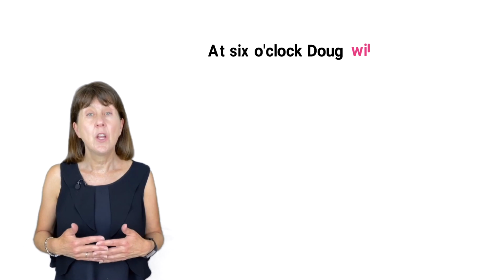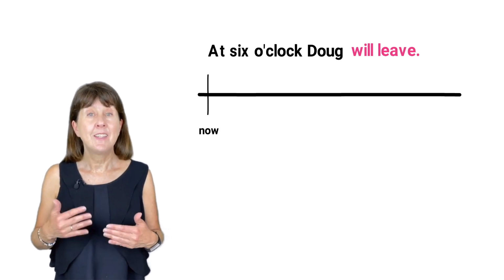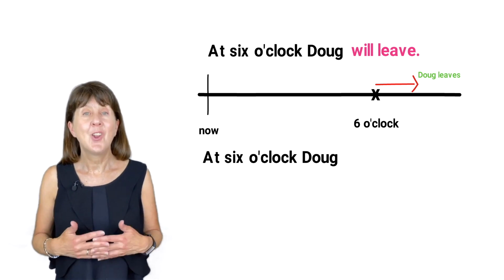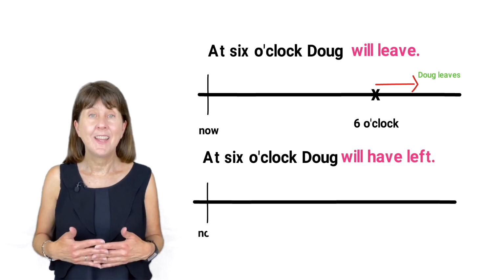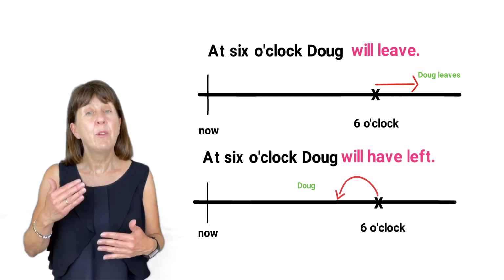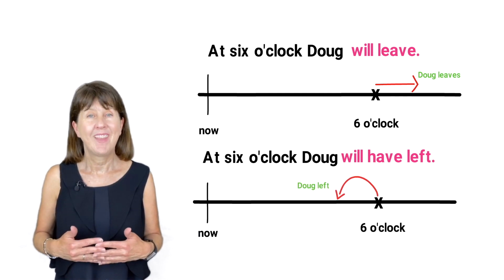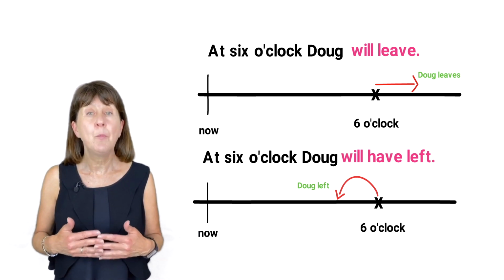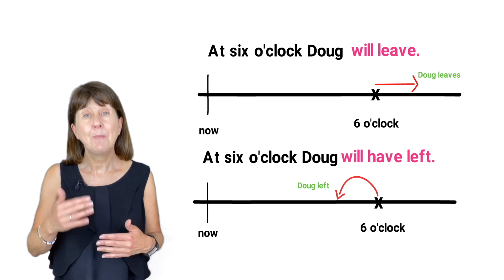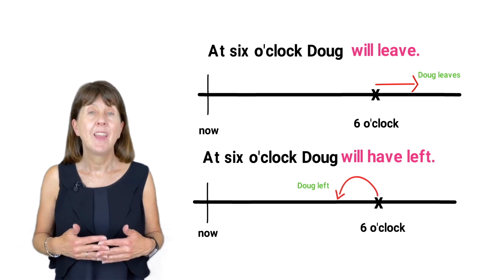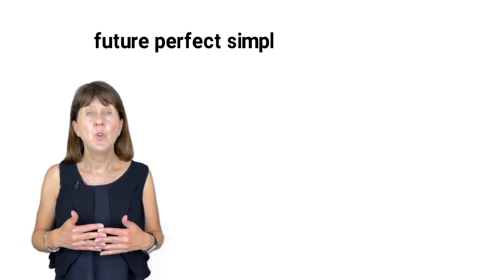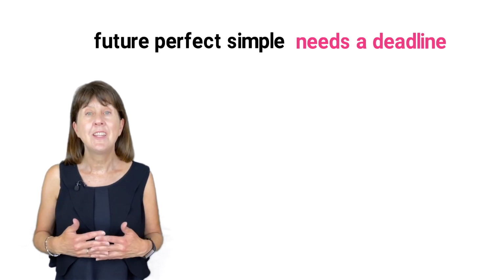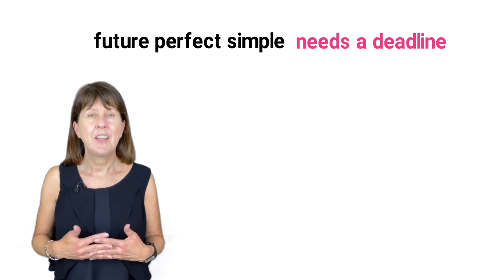At 6 o'clock, Doug will leave. This means that Doug will wait until 6 o'clock to leave. At 6 o'clock, Doug will have left. This means that Doug will leave before 6 o'clock. The future perfect tense is only used for actions that will be complete before a specified point in the future. In other words, the action you're talking about must have a deadline. If you don't mention a deadline, use the simple future instead.